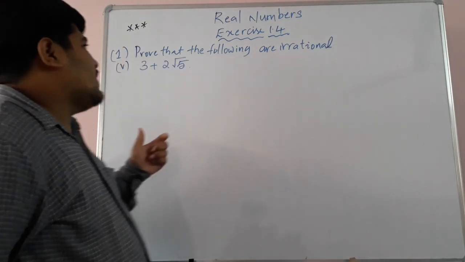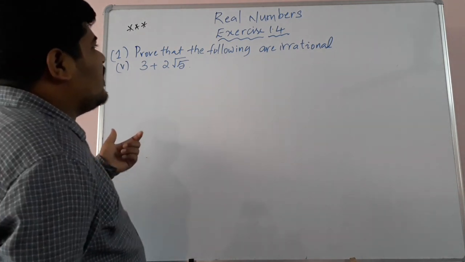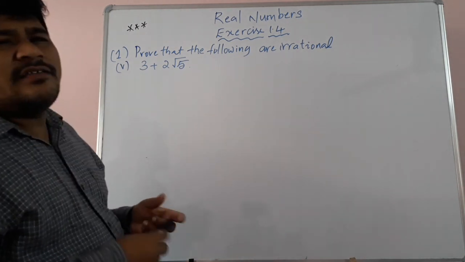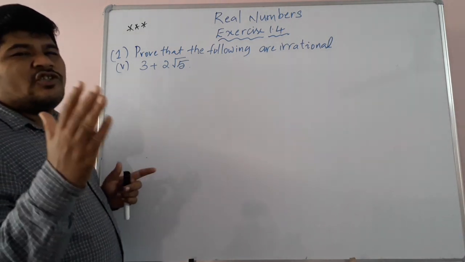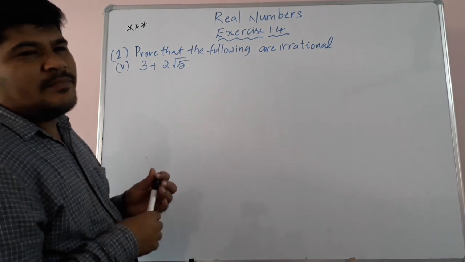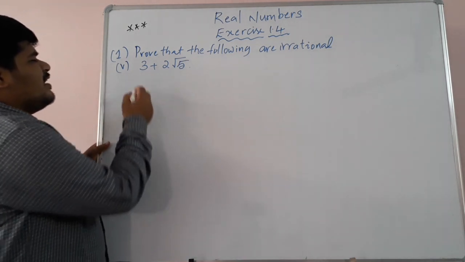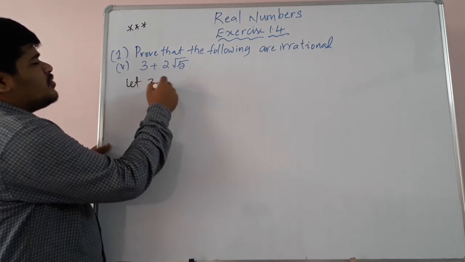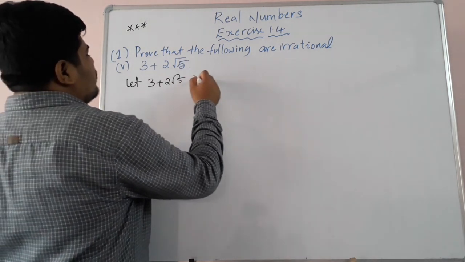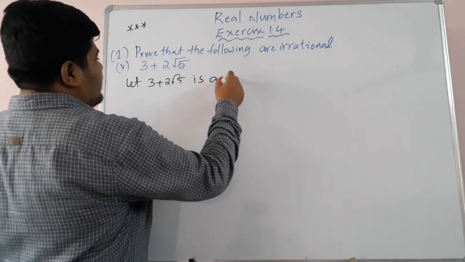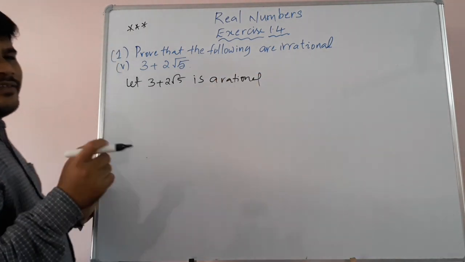Let's see problem number 5 in the first bit. Prove that the following are irrational, and problem number 5 is 3 plus 2 root 5. Or else in the exam they will ask like this: prove that 3 plus 2 root 5 is an irrational number. So children, if you see, let 3 plus 2 root 5 be irrational. Sorry, let 3 plus 2 root 5 be rational. We have to assume it as rational.